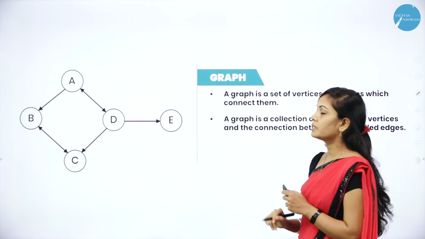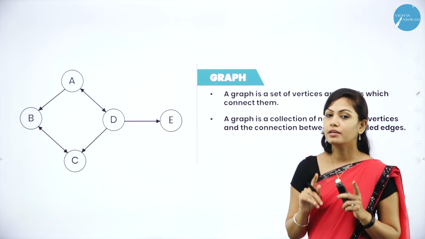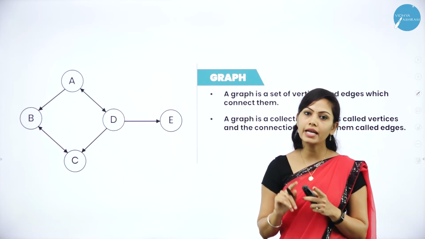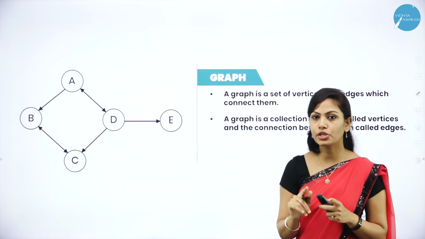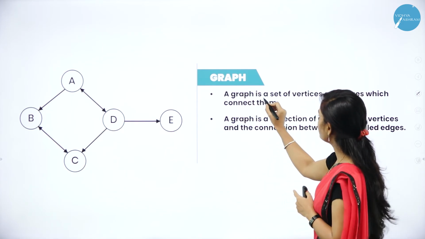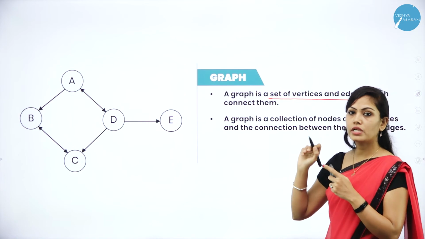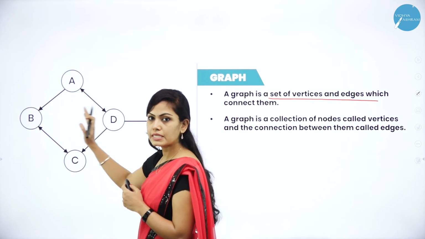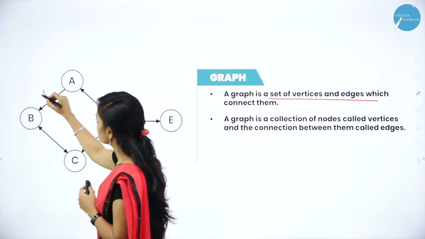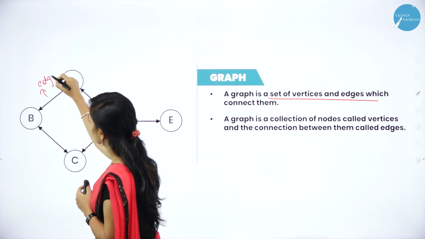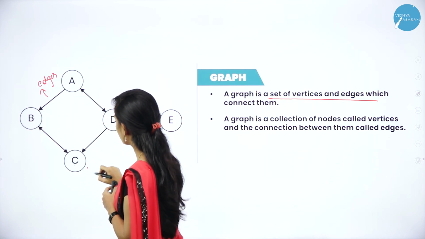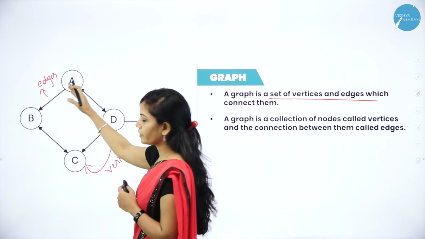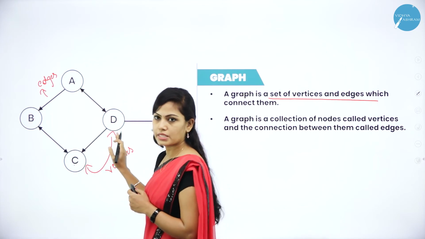And the last concept in this chapter is graph. A graph is a nonlinear data structure, a collection of vertices and edges. A graph is a set of vertices and edges which connect them. You can see the graph here is a collection of vertices and edges. So, this is called edges and these are the vertices.